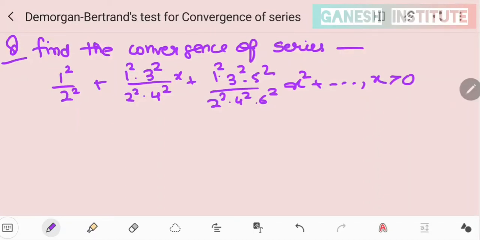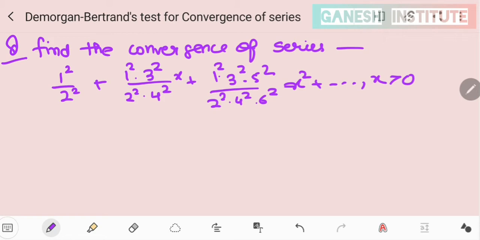So today we are going to discuss another thing in convergence of series, which is De Morgan and Bertrand's test. We have covered so many tests so far, so let's see how they are going to apply in this and when does this De Morgan Bertrand's test come into picture.